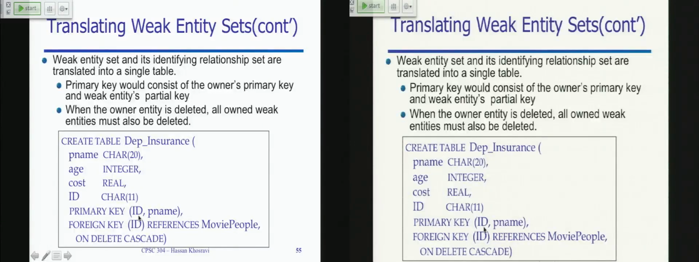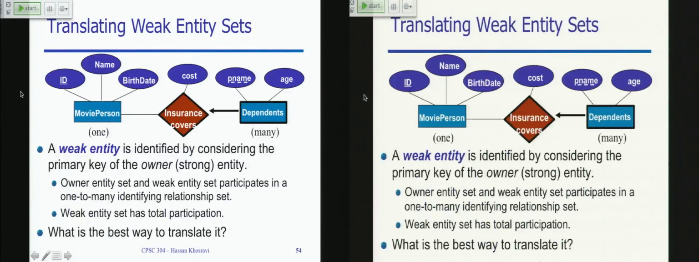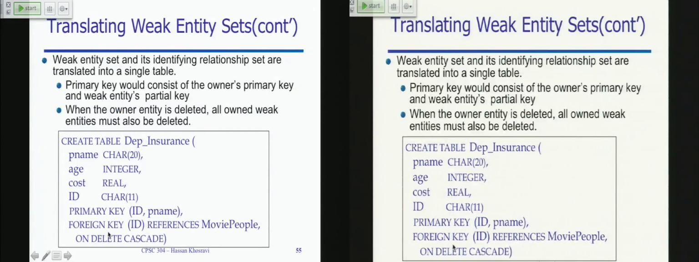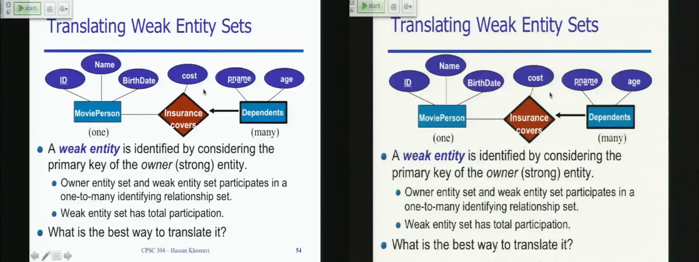But the primary key is also going to include the ID of the strong entity. So that table is going to have attributes P name, ID, cost, and age, and attributes ID and P name together are going to be the primary key. And then the foreign key says that this ID we're adding to this table refers to the ID of our movie people. Again, it doesn't make sense for someone to be covered by the insurance of a movie person that doesn't exist. So that's why we have that reference there as well.